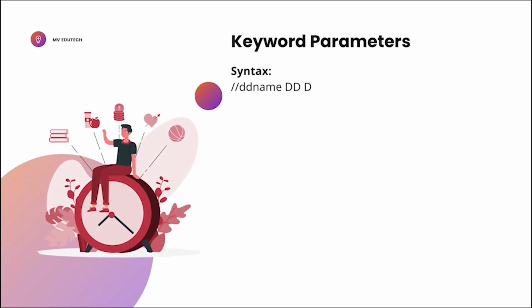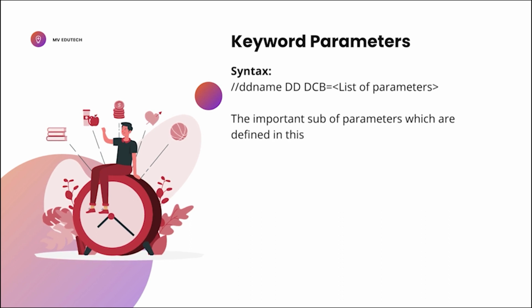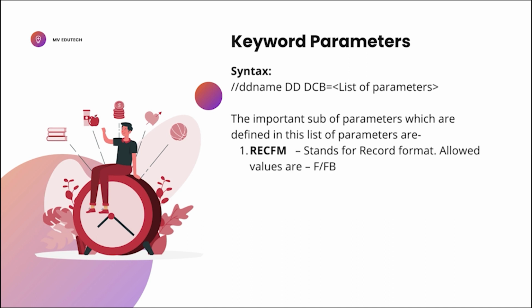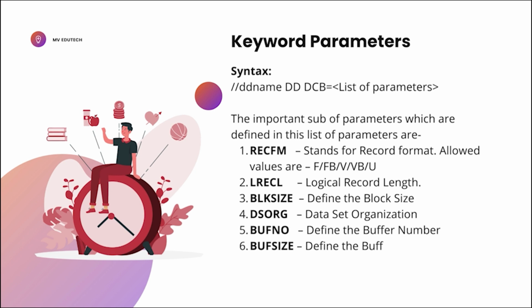The important subparameters which are defined in this list of parameters are: RECFM stands for record format. Allowed values are F, FB, V, VB, U. LRECL, logical record length. BLKSIZE, define the block size. DSORG, dataset organization. BUFNO, define the buffer number. BUFSIZE, define the buffer size.